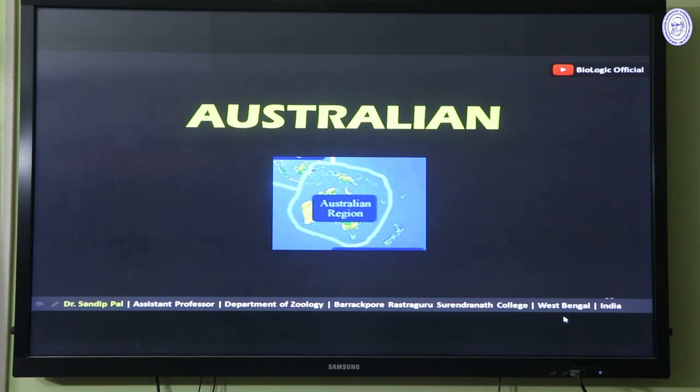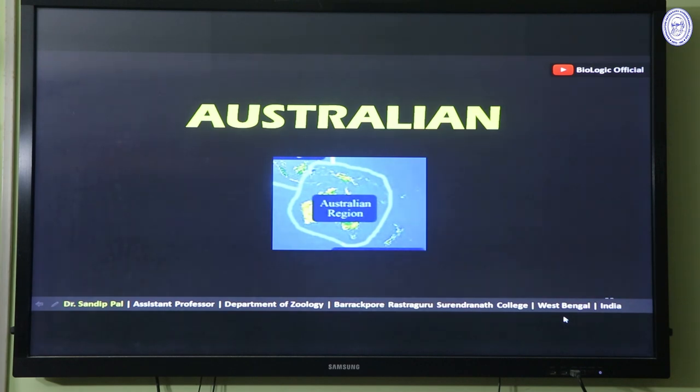The four subregions of this realm are: number one, Austro-Malayan; Australian; Polynesian; and New Zealand.